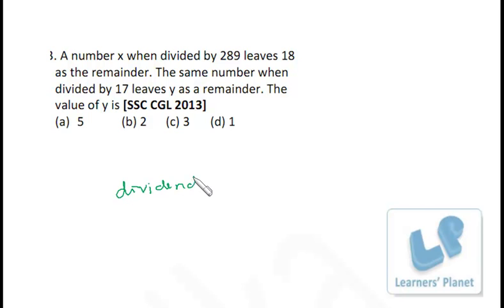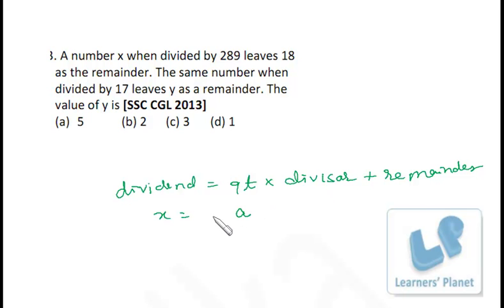dividend is equal to quotient into divisor plus remainder, that we have discussed in detail in our basic sessions, right? So dividend is equal to quotient into divisor plus remainder. Okay, now here dividend is x, quotient we don't know, I suppose it is a, and divisor is 289, when divided by 289, and plus remainder is 18. So this number x is 289a plus 18.